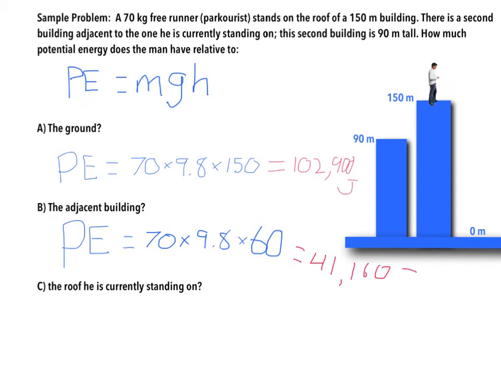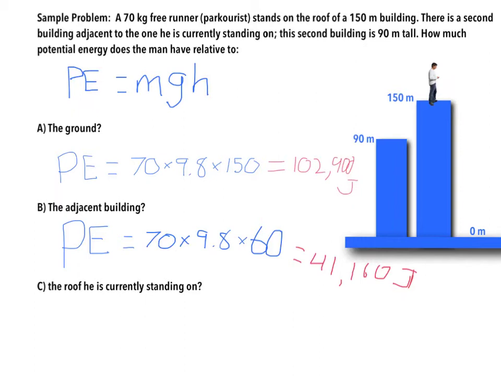41160 joules. There's joules right there, having a little trouble writing. Joules of energy. Again, this is potential energy. Any type of energy has joules as our unit. So you can see, looking at these two numbers here, here's a huge number, here's still a huge number, but considerably smaller, less than half. And that was because he just traveled down to a smaller height.